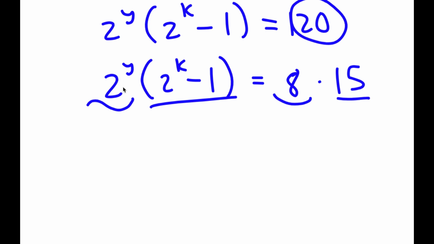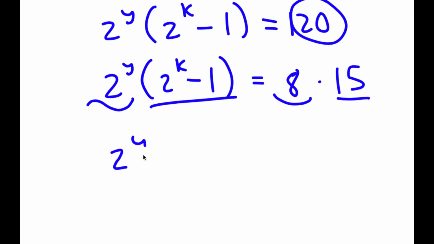Because 2 to the power of y, this is going to be an even number, right? 2 to the power of any number is an even number. And 2 to the power of k minus 1, well, 2 to the power of k, that's an even number, and an even number minus 1, that's going to be an odd number. So notice how this is in the form a number times a number is equal to number times a number, meaning this number is going to equal this number, and this number is equal to this number.